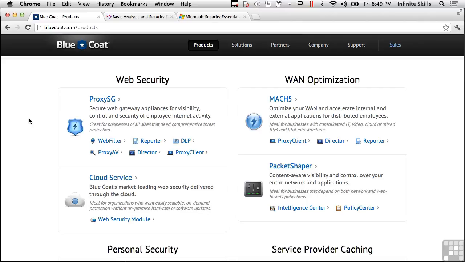The Bluecoat proxies have the ability to filter different websites, and they can also check for different pieces of malware to see whether they are coming through or not. So that's how you would do detection of malware, whether you're doing network-based or host-based.